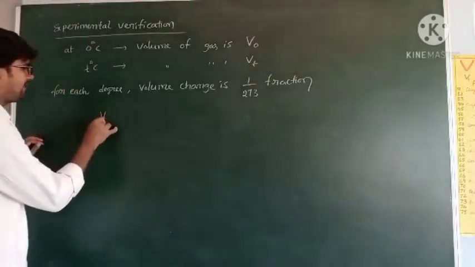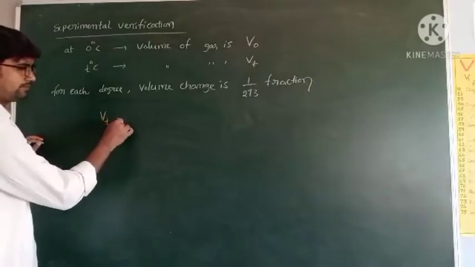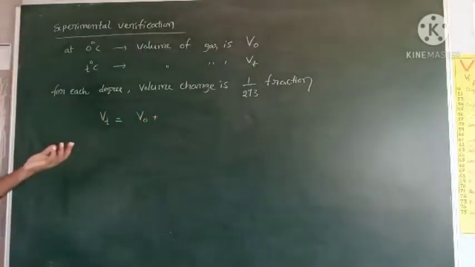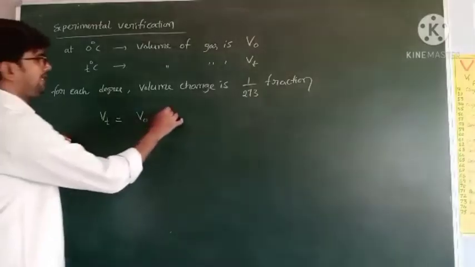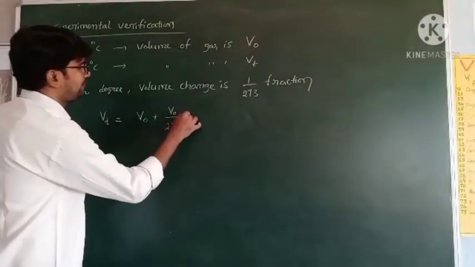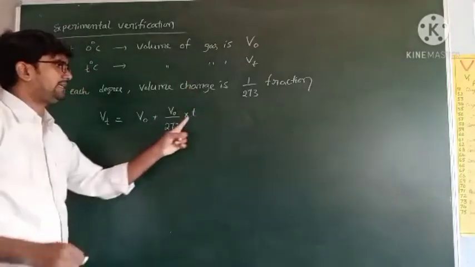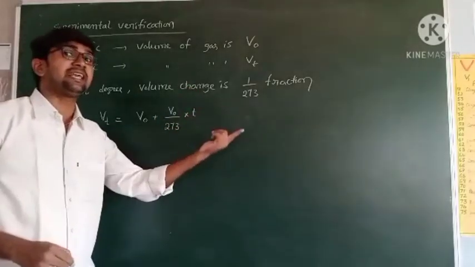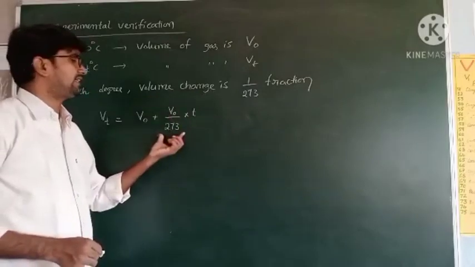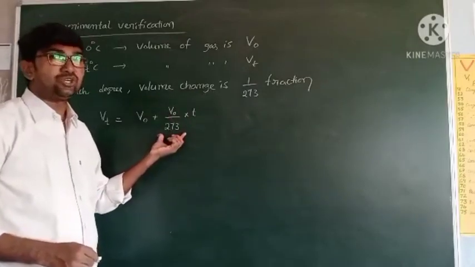So for calculating, Vt is equal to initially V naught plus how much is changed here? V naught by 273 into T. Here T means how much temperature is raised. So V naught is initial. How much fraction is increased? That is 273.